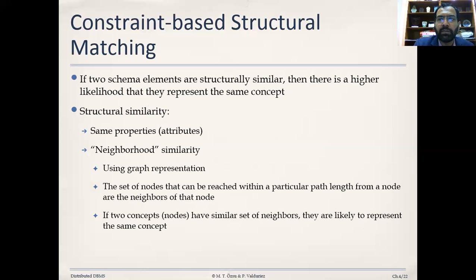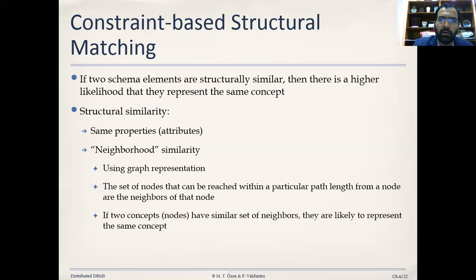And for that purpose, you need to build a graph or a network, and you connect those various neighbors together to know what similarity they might have. So by analyzing the network or the graph, you will be able to know which of these two have the similarity. The set of nodes that can be reached within a particular path length from a node are the neighbors of that node. So that is the basic definition of the neighbors in terms of a graph.